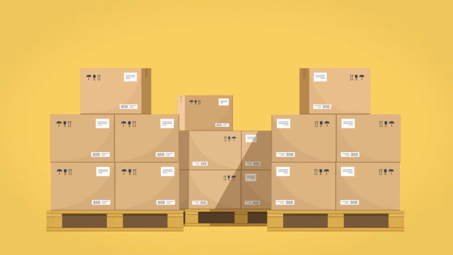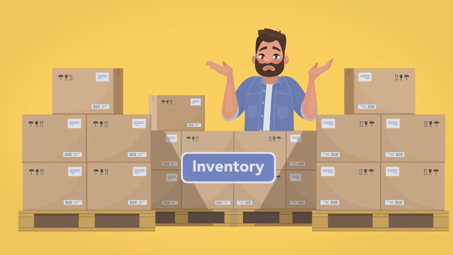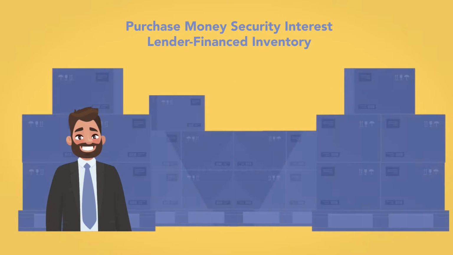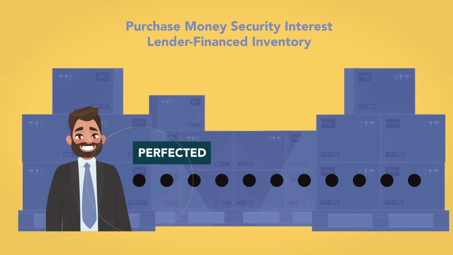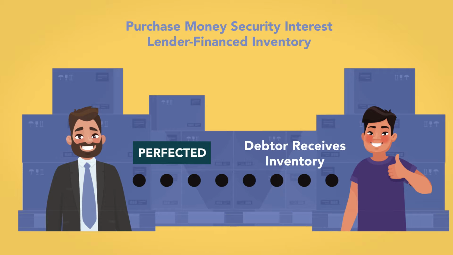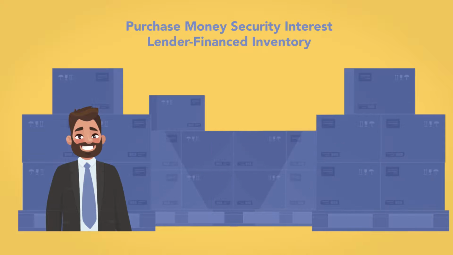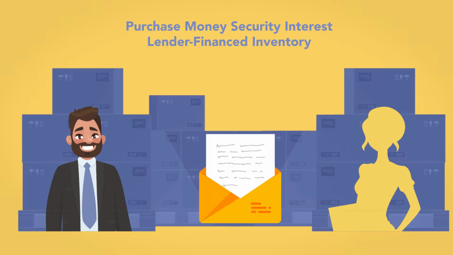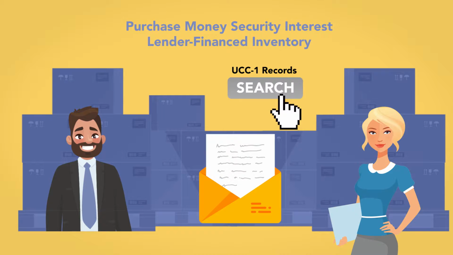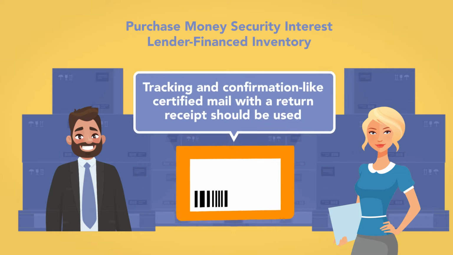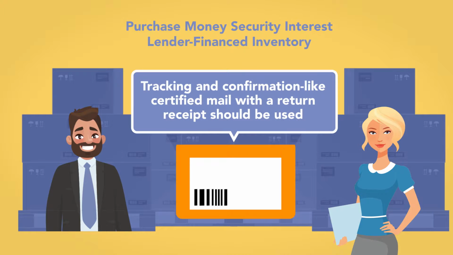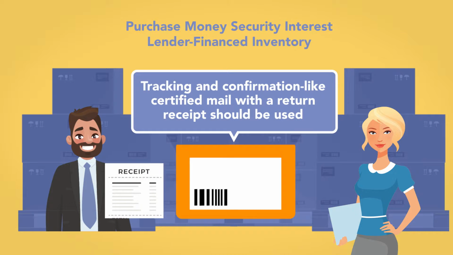When the financing is of inventory rather than equipment, the process is a bit more complicated. For the purchase money security interest lender financing inventory, the lender must perfect its security interest before the debtor receives the financed inventory. The 20-day grace period does not apply. Next, the lender must notify the prior perfected secured party in writing. This party can be identified through a search of the UCC-1 records, and a delivery method with tracking and confirmation, like certified mail with a return receipt, should be used.